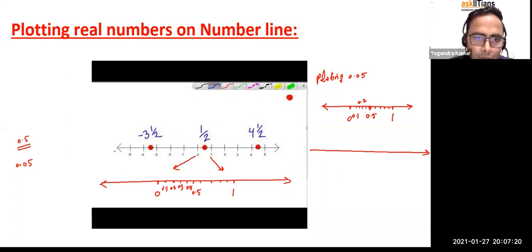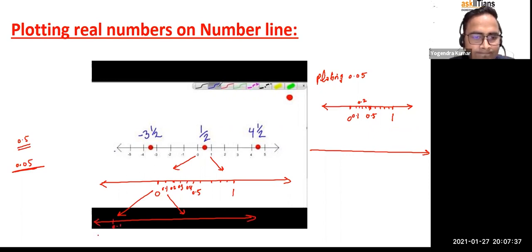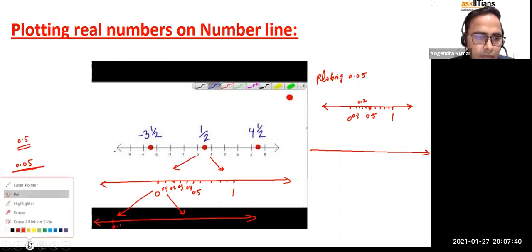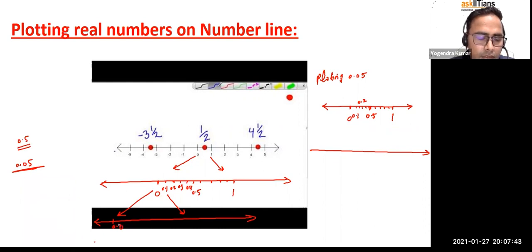Now we want to plot 0.05. So we need to zoom into 0 and 0.1. We will write it here, 0, my bad, it is 0.0, not 0 point something. Yes. And then here 0.1. So again breaking down here, 0.01, 0.02, and 0.05 will be exactly in between, right? So that's all. That's what we got. Correct places. So between 0 and 0.1, we have this.